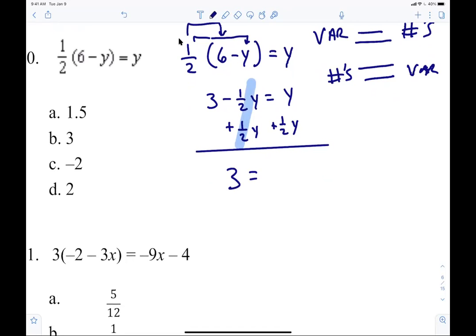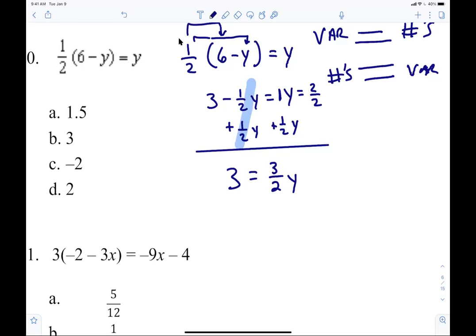1 plus 1/2. 1 and 1/2, but I don't want you doing mixed fractions. So I want everybody to tell me 1 is the same as 2/2. So 2/2 plus 1/2 is 3/2. Now, isn't 1 and 1/2 the same? Yes, 1 and 1/2 is the same.